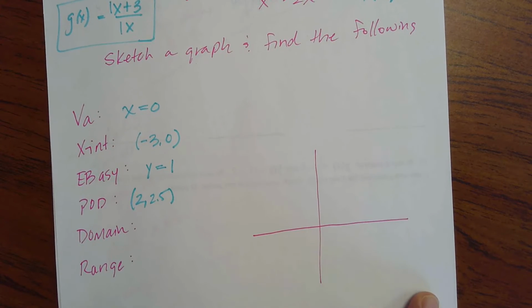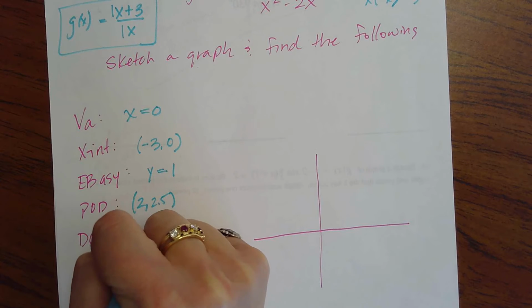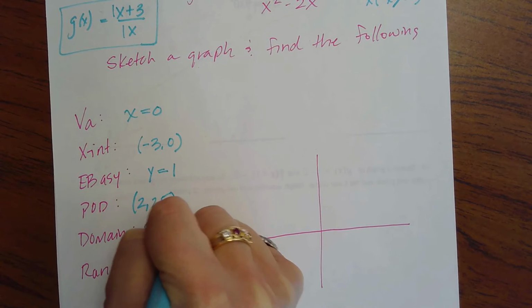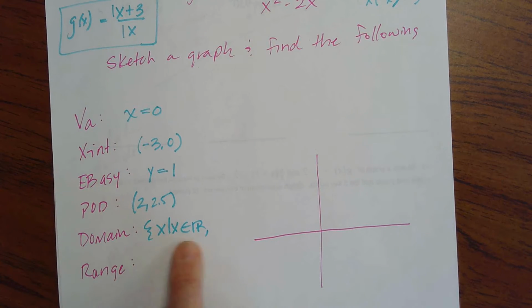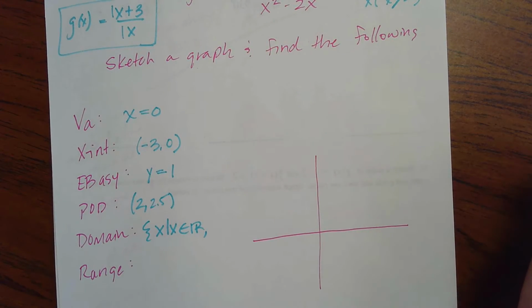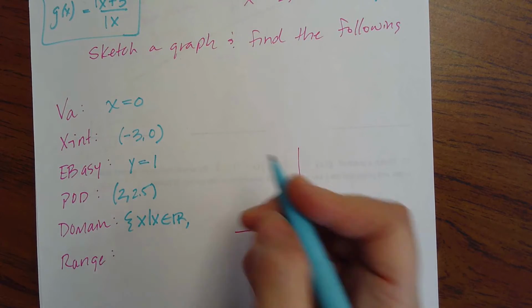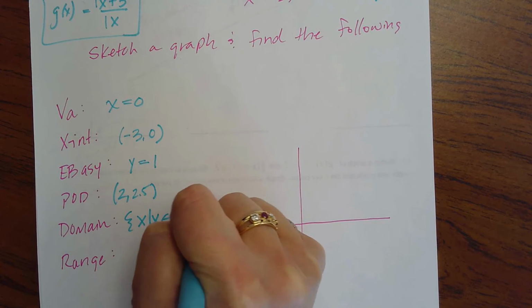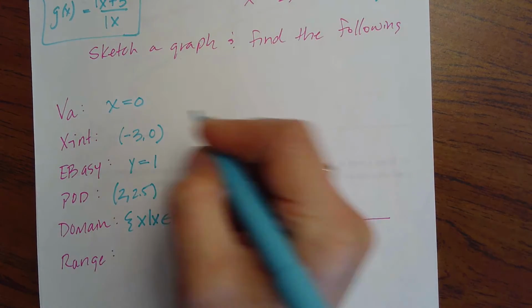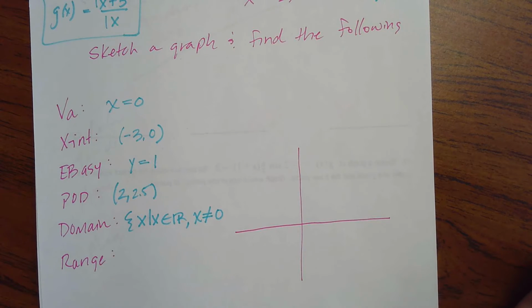All right, let's talk about domain. I want you to make sure you have the correct notation. A few of you did not have this part correct, and I do want this in set notation. So this means all real numbers. And what you're going to exclude, remember we talked about in a domain you're going to exclude all your vertical asymptotes, so in this case it's 0.